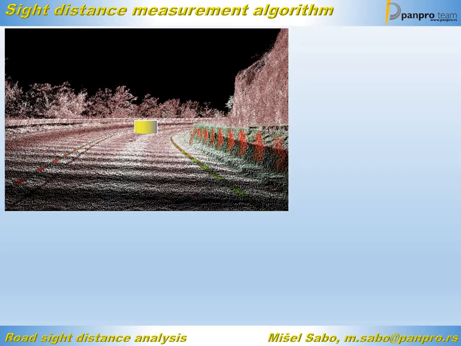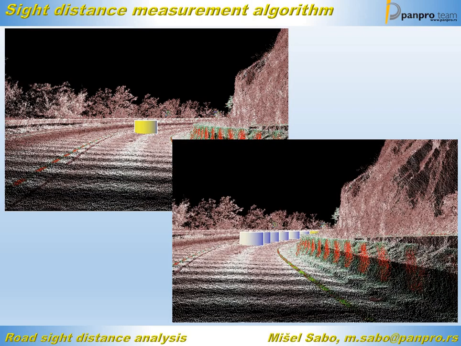A simplified explanation of the otherwise very complex algorithm for measuring available sight distance is as follows. In the first picture you can see a yellow cylinder object placed 30 meters in front of the driver. In the next image, you can see a series of those cylinders that represent virtual obstacles along the driver's path. What we at the PanPro team actually did: we have designed a special software solution that automates the entire process.